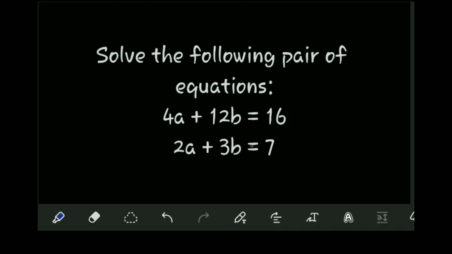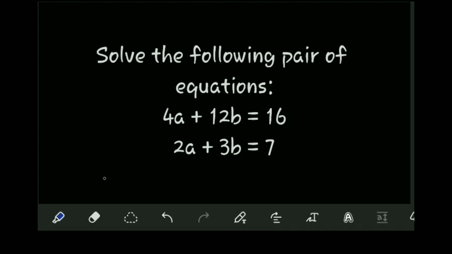You must have heard of the elimination method of solving simultaneous equations. There are basically three methods of solving simultaneous equations. We have the elimination method, the substitution method, and the graphical method. We could also use the matrix method of solving simultaneous equations. But in this class, I'm going to teach you how to use the elimination method.